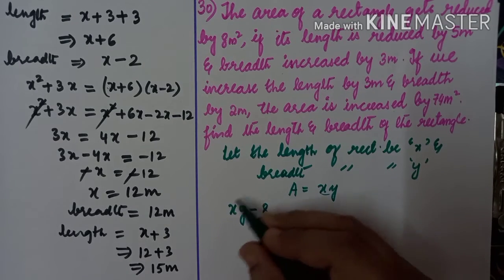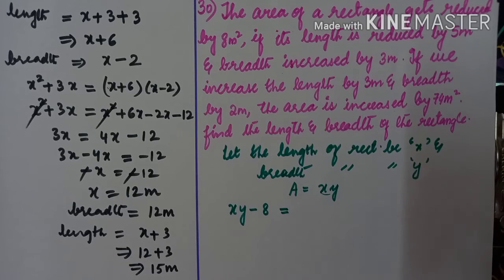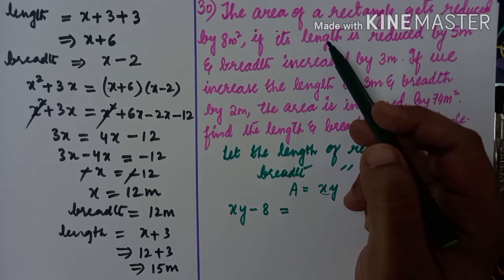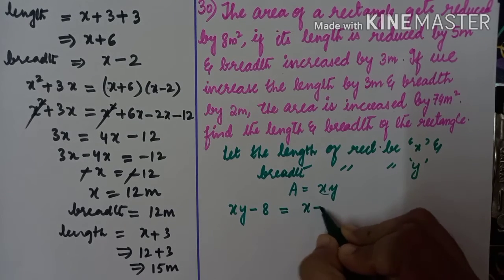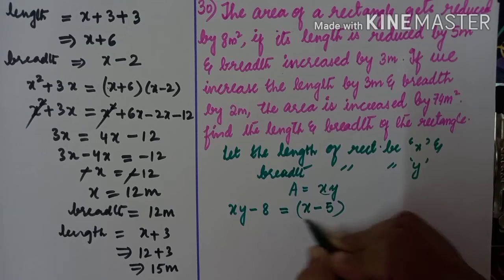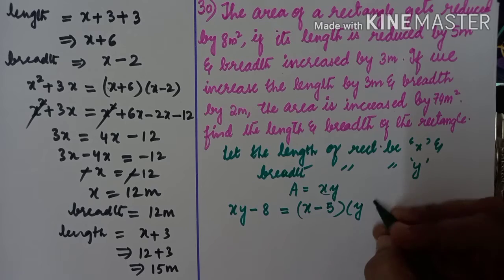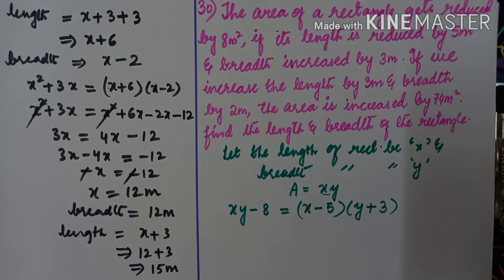In place of area we are just writing xy, then equals to, actually x and y, length into breadth is the area. What about length? It is saying length is reduced by 5 meter. Our length is nothing but x, so it is reduced by 5 meters. Then in the same way breadth is increased by 3 meters, so breadth is, we have assumed y, so the increase is nothing but plus 3. Then after you got this equation, let us name this equation as first equation, but this is not in the proper form, so let us convert it.